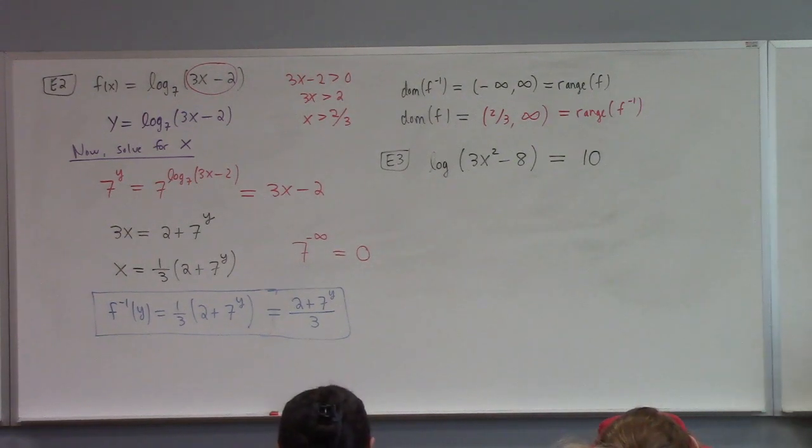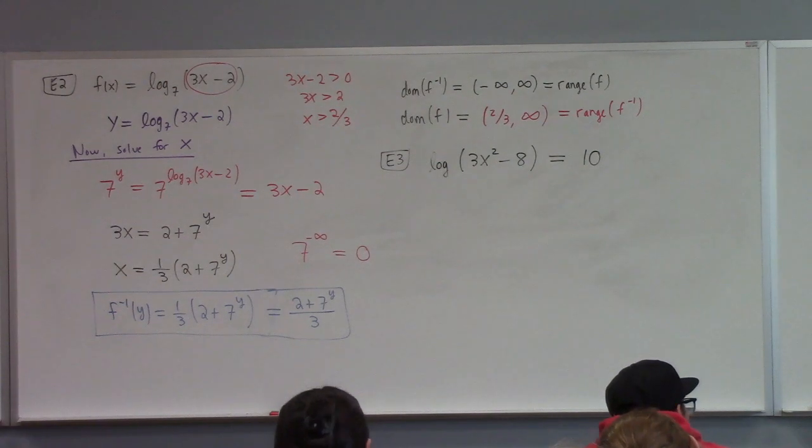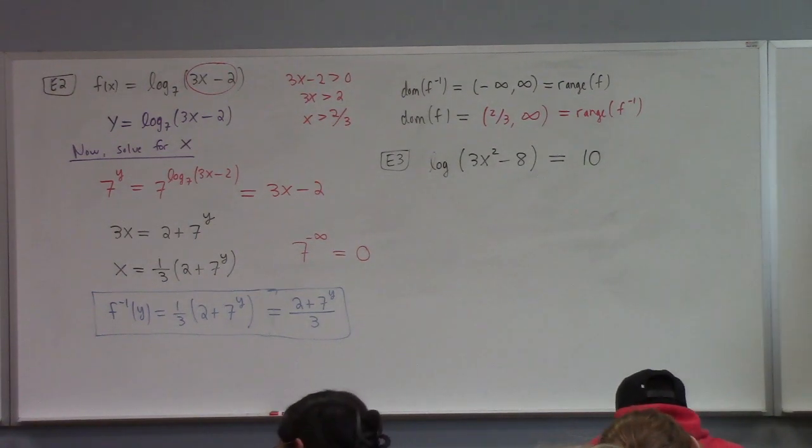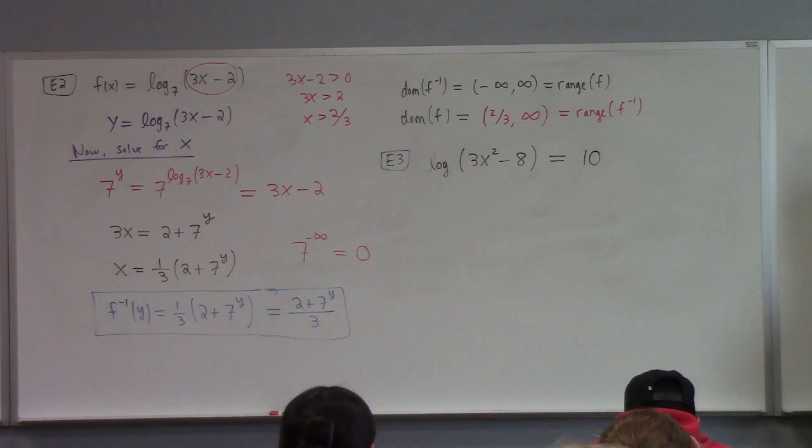Natural log on both sides. Ooh, log of a log. No, log of a log is not helpful. Natural log of a log, also, I don't know what that is. I mean, I know what it is, but it doesn't simplify. Oh, take both sides to the power of 10. There we go.